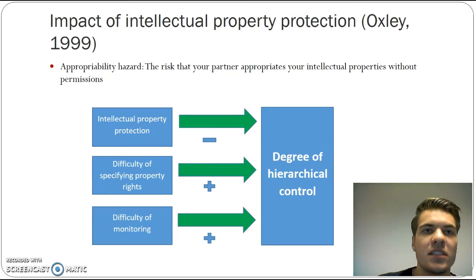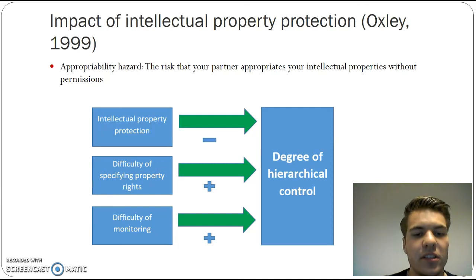The last hypothesis is about the difficulty of monitoring. The greater the difficulty of monitoring is, the more firms are likely to have a high degree of hierarchical control because of technical or geographic scope that is really large.